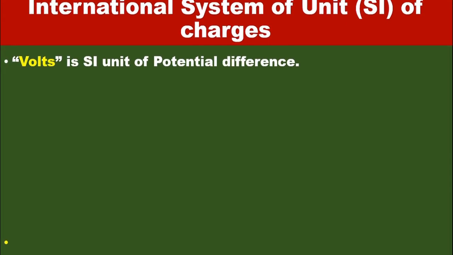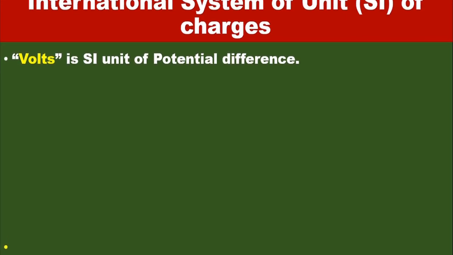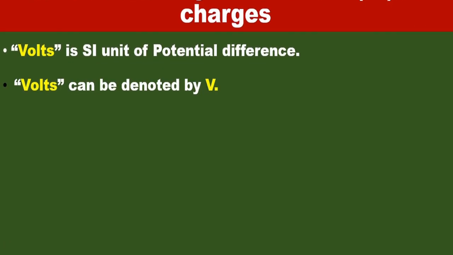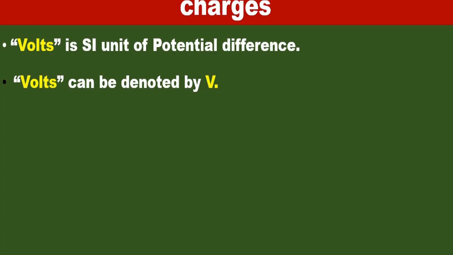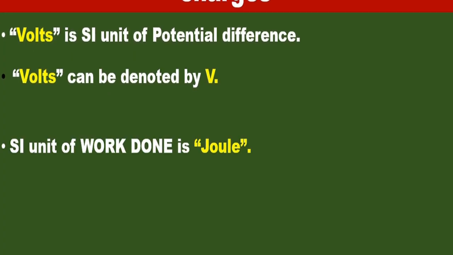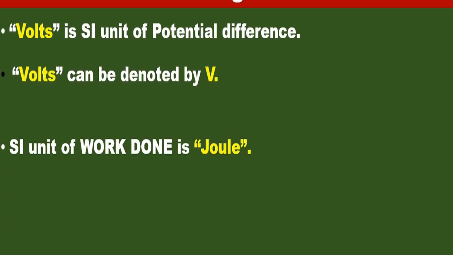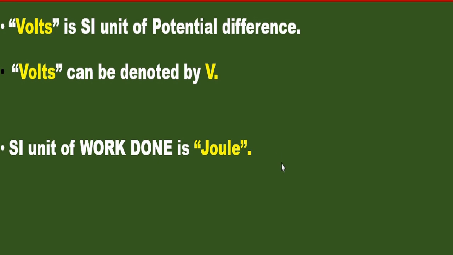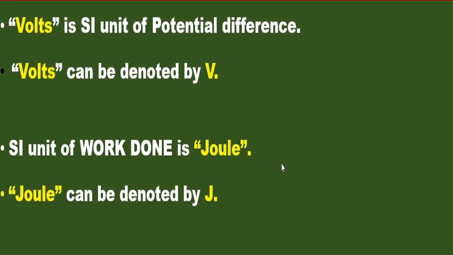The SI unit of potential difference is volts. Volts is denoted by capital letter V. Similarly, the SI unit of work done is joules. Joules is denoted by J.